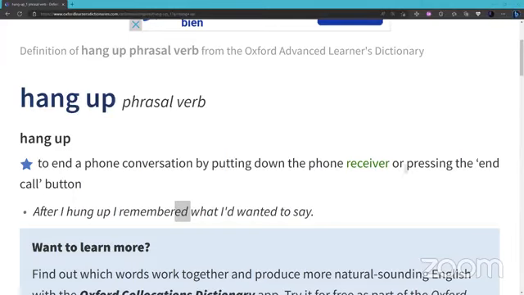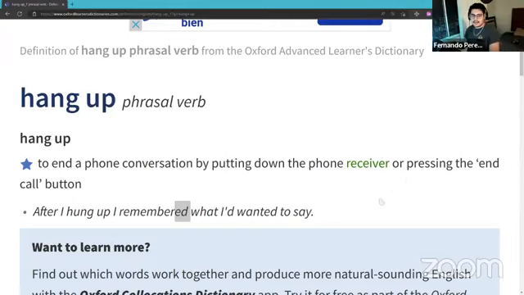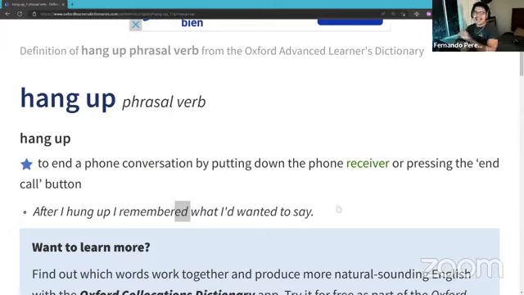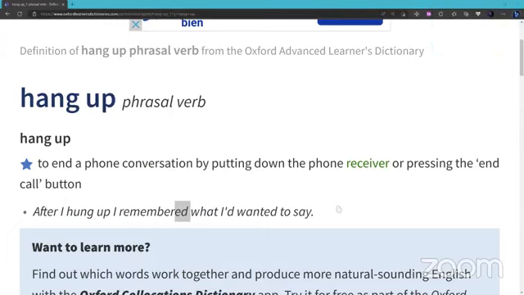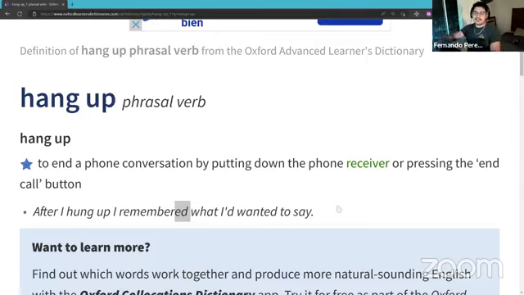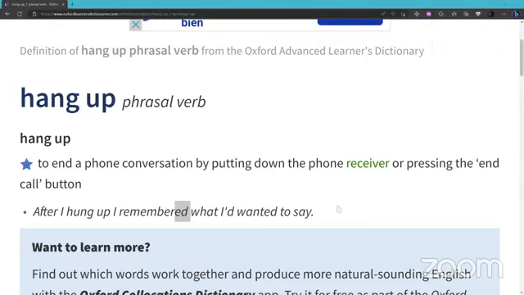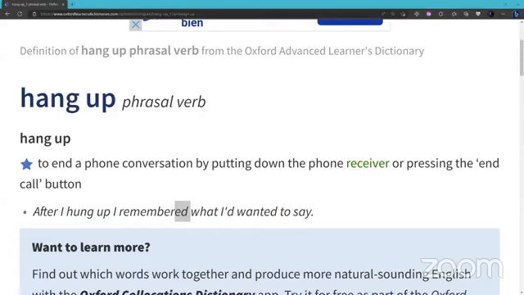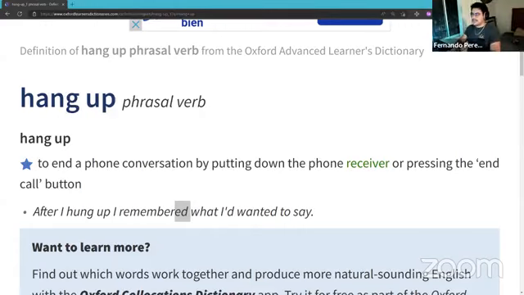So maybe I need to add more details, like the person. No. If you say a phone call, it's any phone call. Yes. What article do you use to speak about a specific phone call? The. So you don't need more information. Oh, okay. After I ended the phone conversation, I remembered what I wanted to say. Yes, pronunciation, remember, in the past.